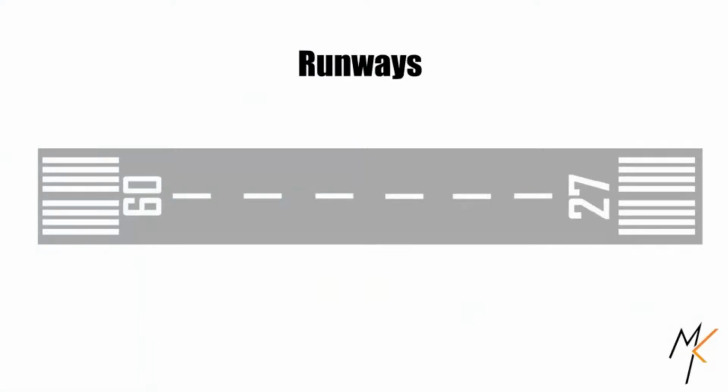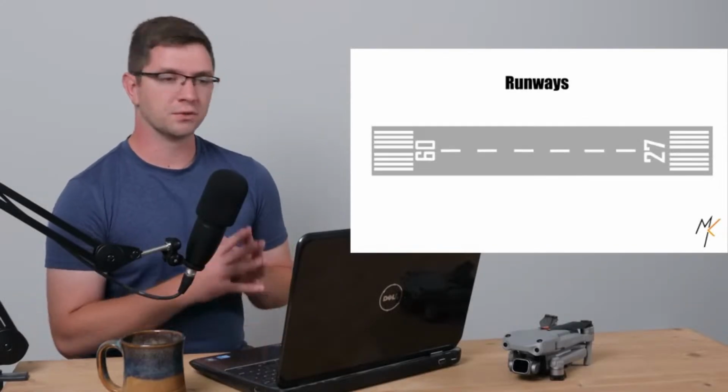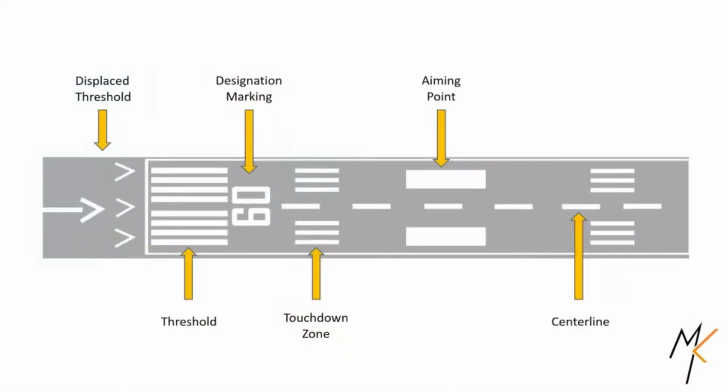Runways. This is what aircraft use to take off and land. Runway markings are always in white, and this is a very simplistic version of a runway that you would typically see at smaller airports, but larger airports where runways are much longer and wider are going to look like this. You can see we have various markings from a displaced threshold all the way to aiming points.